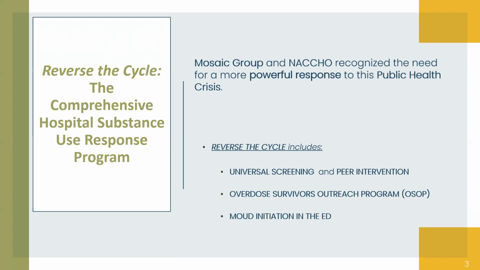The Reverse the Cycle model includes 3 components that are focused on capturing the most at-risk substance-using patients that present to your emergency department. It includes nurses administering a universal screening to identify these patients. After these at-risk patients are identified, there will be staff available to provide an intervention. These staff are called peer recovery coaches, and they identify as individuals who are in long-term recovery. They will address the needs of a variety of substance-using patients, including those who are overdose survivors.